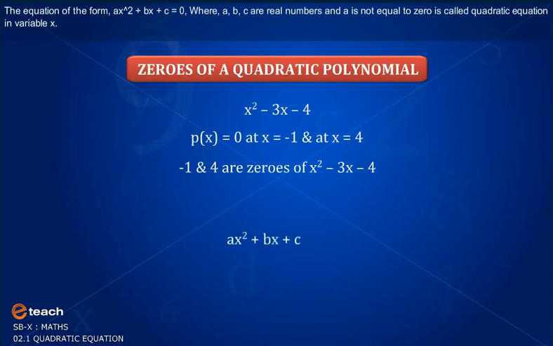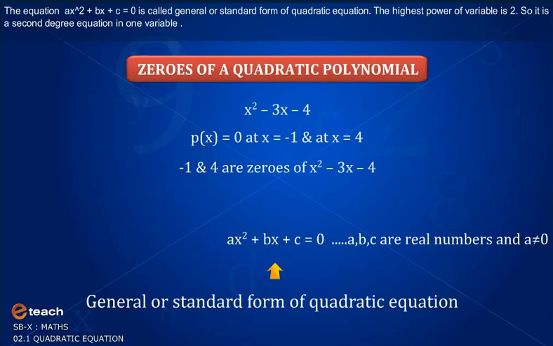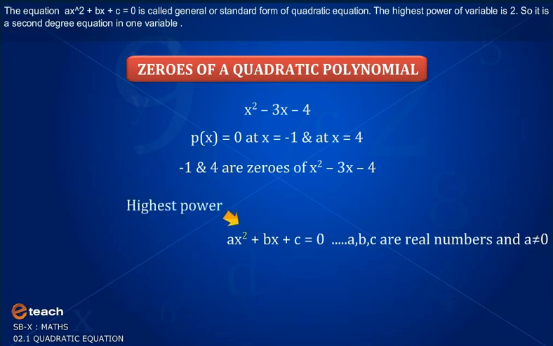The equation of the form ax square plus bx plus c is equal to 0, where a, b, c are real numbers and a is not equal to 0, is called a quadratic equation in variable x. The equation ax square plus bx plus c is equal to 0 is called the general or standard form of a quadratic equation. The highest power of the variable is 2, so it is a second degree equation in one variable.